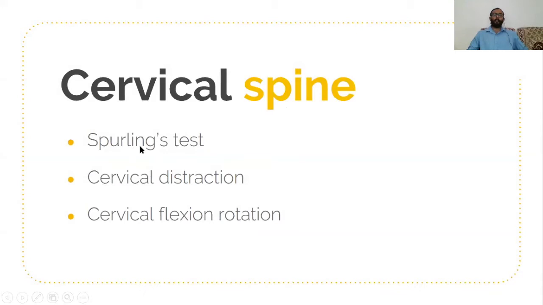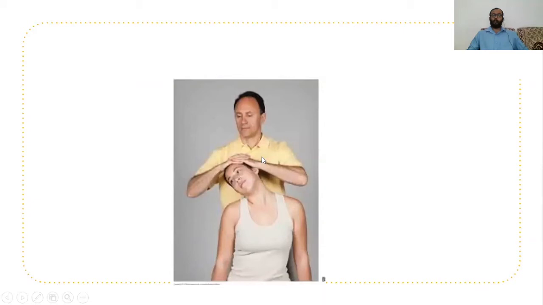Sperling's test is to rule out whether there is lower cervical spine disc prolapse or neural foraminal stenosis. Cervical flexion rotation is mainly to rule out upper cervical disc prolapse. In Sperling's test, we can do it in two ways. One is extension of cervical spine and lateral flexion of cervical spine in extension. This is the one way. Second one is extension of cervical spine and cervical rotation.